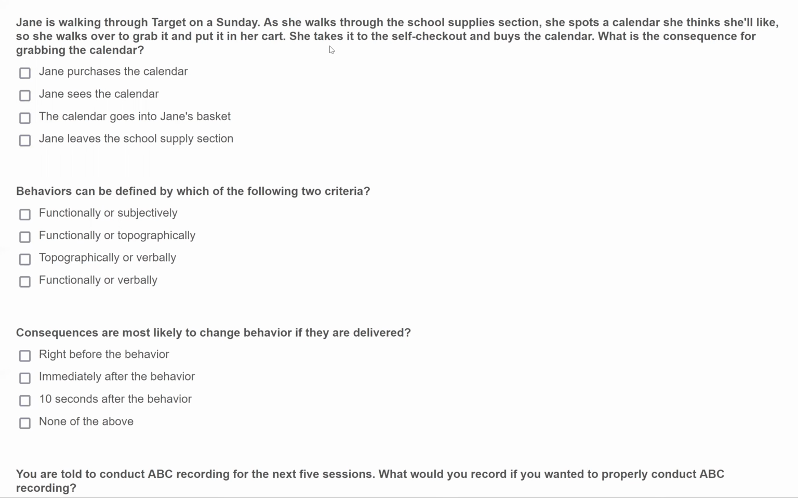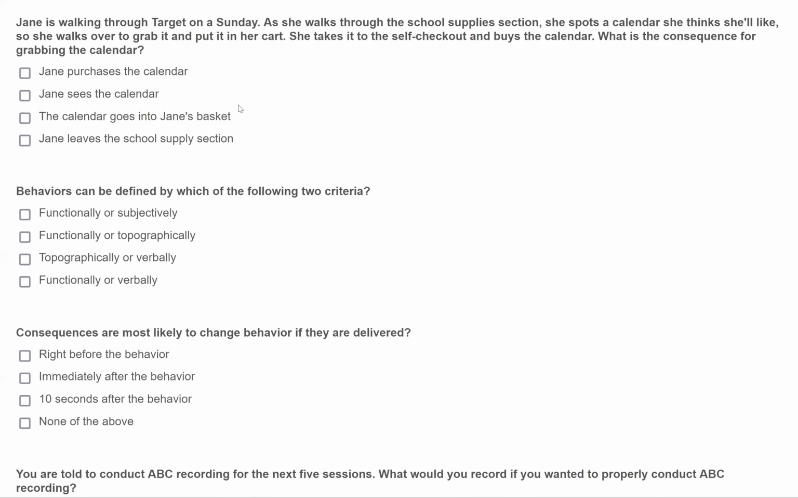A, Jane purchases the calendar. Maybe, right? But there's a long way between grabbing the calendar and purchasing the calendar. Okay. So that's not the immediate consequence, right? Because she hasn't yet purchased it. All that's happened is it's now in the cart. Jane sees the calendar. Well, did that happen before or after grabbing the calendar? It happened before. That's going to be an antecedent, if anything. C, the calendar goes into Jane's basket. Yes, that is the immediate consequence for grabbing the calendar.